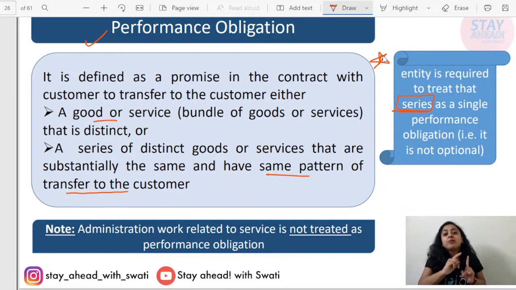Read it again. The entity is required to treat the series as a single performance obligation. That is, it is not optional. One more additional point: any administration work related to service is not treated as a separate performance obligation. For example, if you are required to manage and administer a particular project, then such administration will not be treated as a performance obligation. Why? Because it cannot be done separately. It cannot be separated from the entire contract. It is an integrated part.